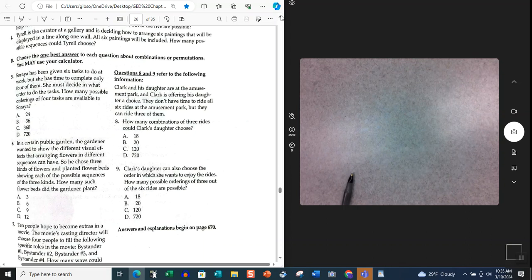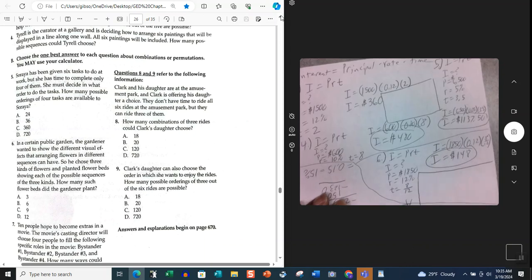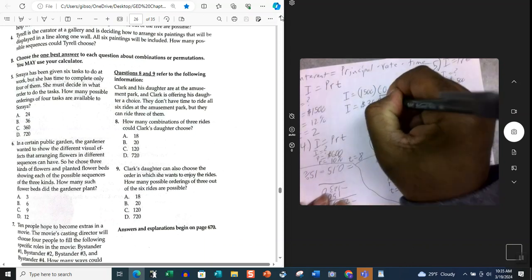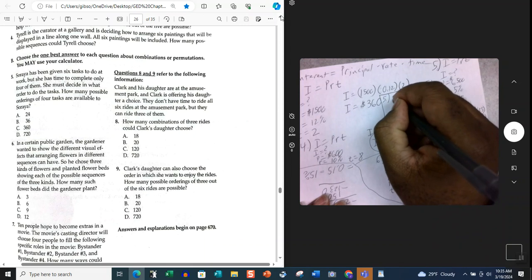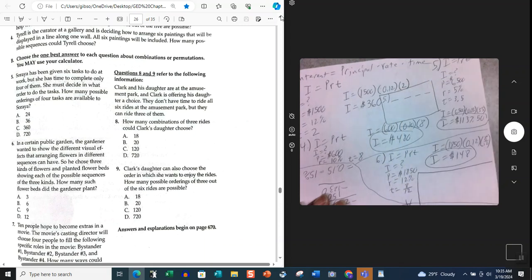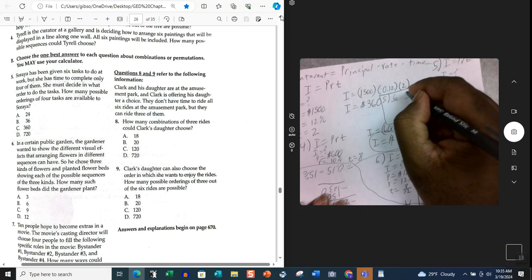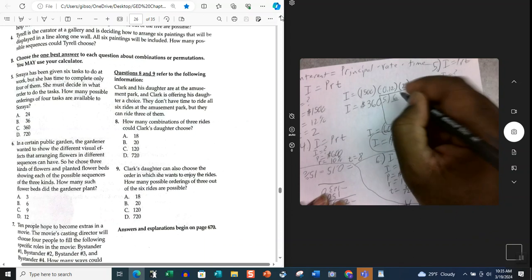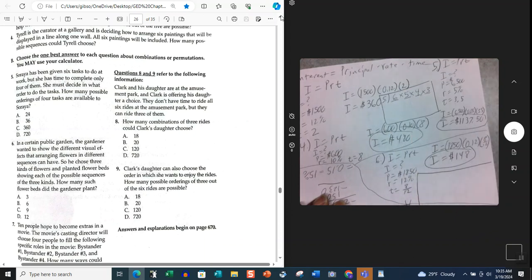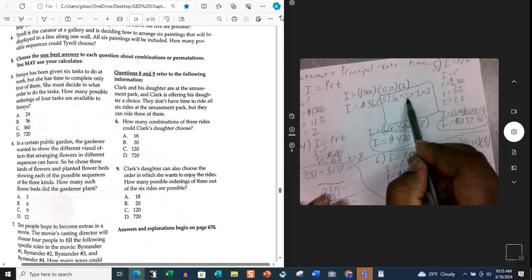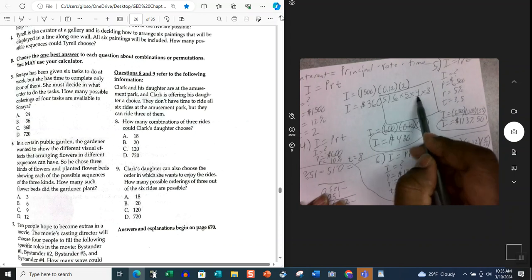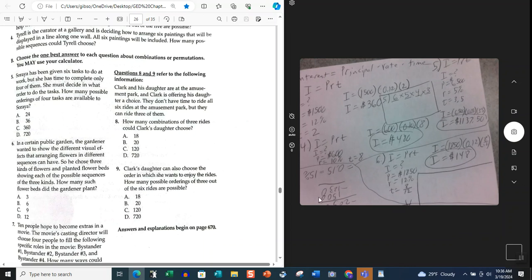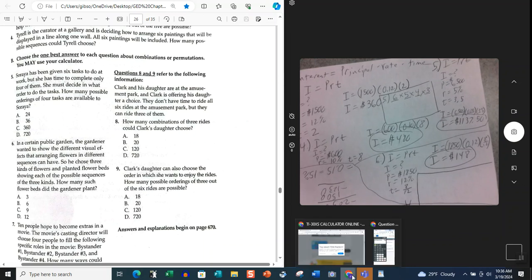So this is problem number 5, and it is 4 tasks that she could do. But remember, it's 6 tasks that could be done. So the first would be 6, the second would be 5, the third would be 4, and the fourth would be 3. So we will multiply all these together. 6 times 5 is 30, times 4 is 120, times 3 is 360. Now we can put that in a calculator.